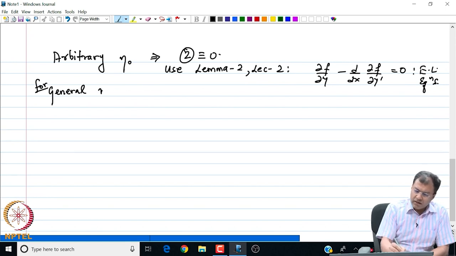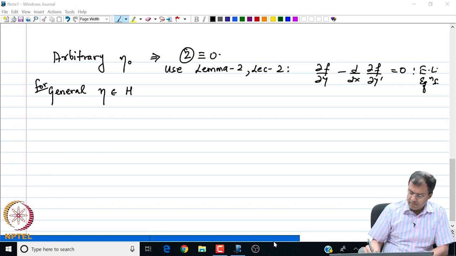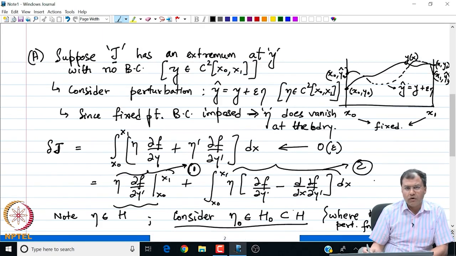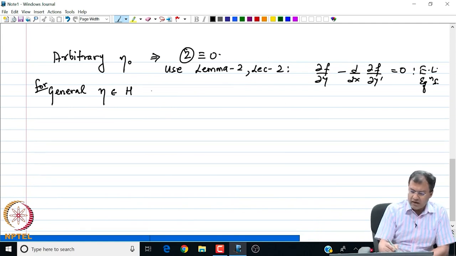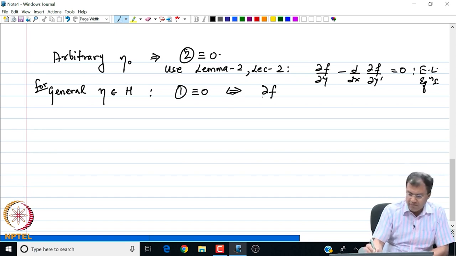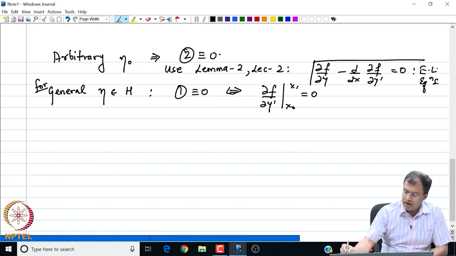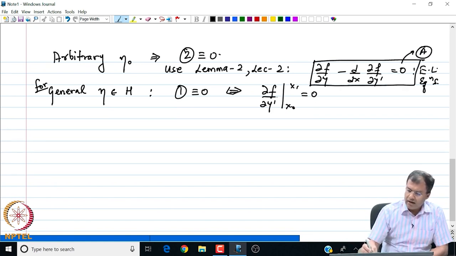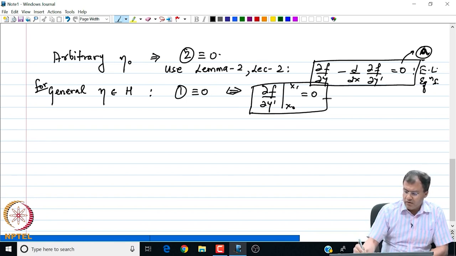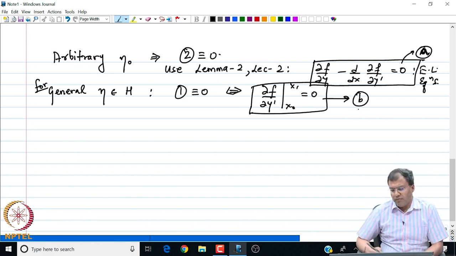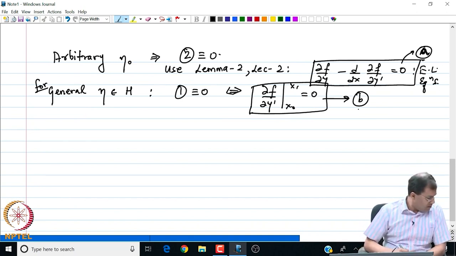for the most general perturbation eta in H. Note that given 2 is equal to 0, 1 is going to vanish only when the coefficient of eta vanishes, right. So, for a very general eta, we must have that 1 is identically 0 if and only if I have that the coefficient of eta vanishes. Okay. Let me term this Euler-Lagrange equation as my A, call this as small a, and this new class of conditions, which I call as B, are my natural boundary conditions. Okay.